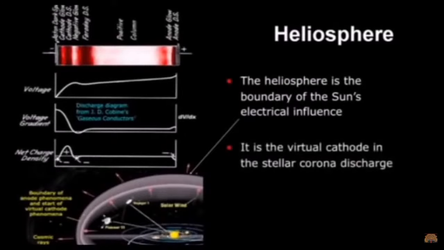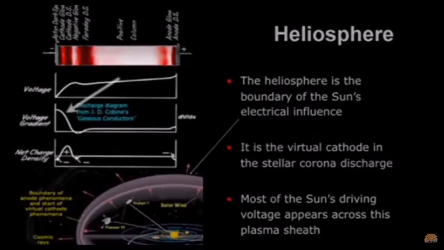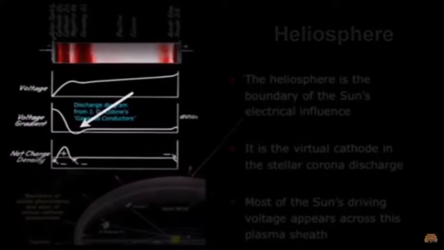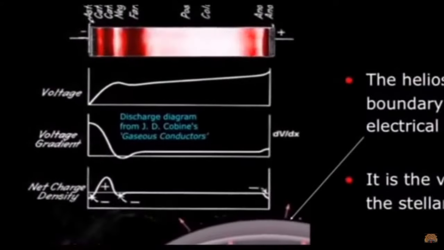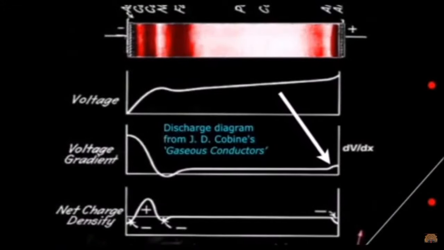It is the virtual cathode in the stellar corona discharge, and most of the Sun's driving voltage appears across the plasma sheath. A very important point, because all of those, the pseudo-skeptics I call them, who attack this model, say, where are all the relativistic electrons streaming past the Earth? We should see them. The point is, this here is the voltage gradient through most of the heliosphere. The only place where you'll see swift changes in that voltage gradient is at the virtual cathode. You'll notice the size of it here, and this little blip when you get into the corona. That's the thing that accelerates the particles in the corona and heats them to 20 million degrees.